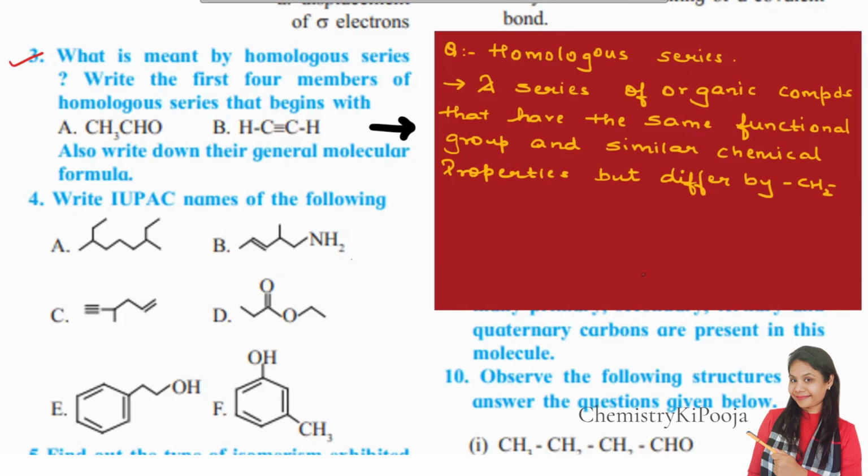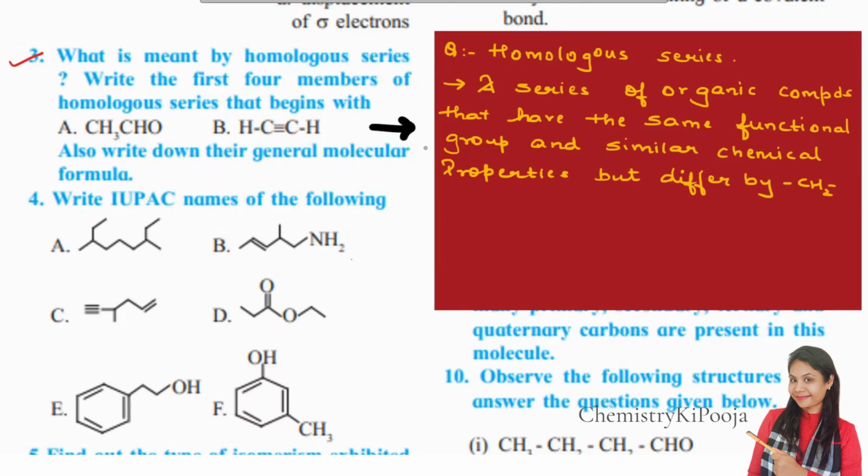So basically homologous series are nothing but they belong to the same family, only difference is they differ by one CH2 group, clear. That is basically you're going to write down all the members of that particular family. So let us take one example in order to explain this topic.